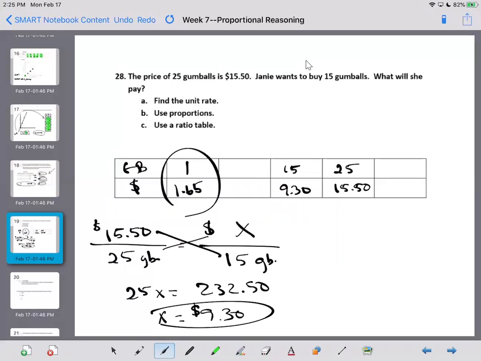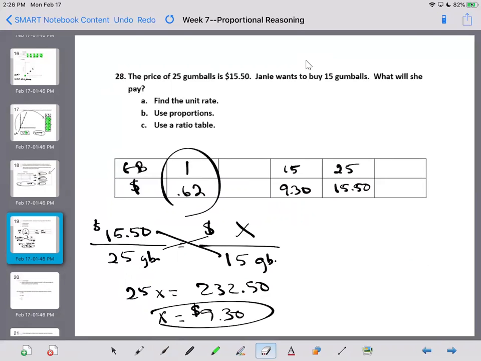So again, the price of 25 gumballs divided by, well, how much per gumball? 15.50 divided by 25, that's really 62 cents there. Sorry about that. That's 62 cents per gumball. And I think I probably said that backwards and then typed it in the way I said it. So I apologize for that.